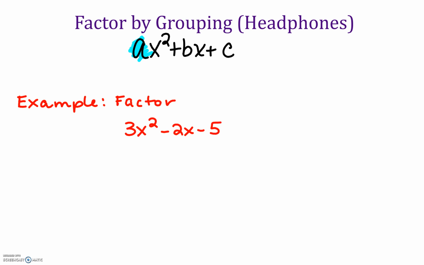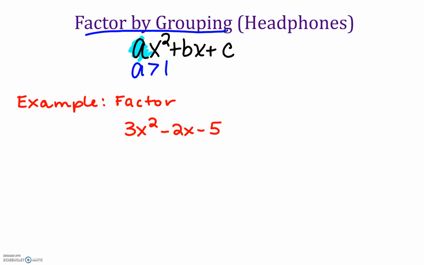Hey guys, I'm just going to make a quick video on how to factor by grouping, which we call in class the headphones method. So if you have a trinomial in standard form with a leading coefficient greater than 1, so if our A term is greater than 1 and we cannot pull out a GCF, we're going to use factor by grouping. So let's look at an example.